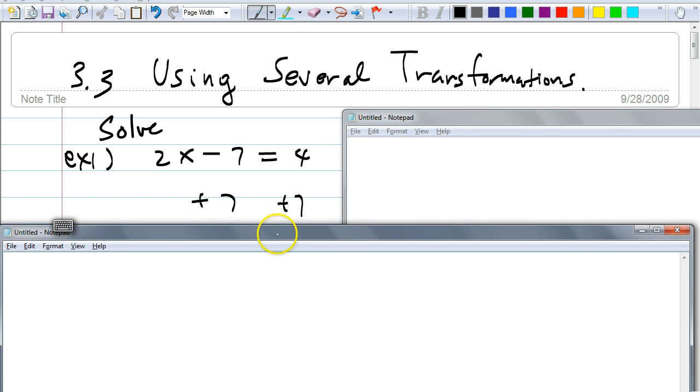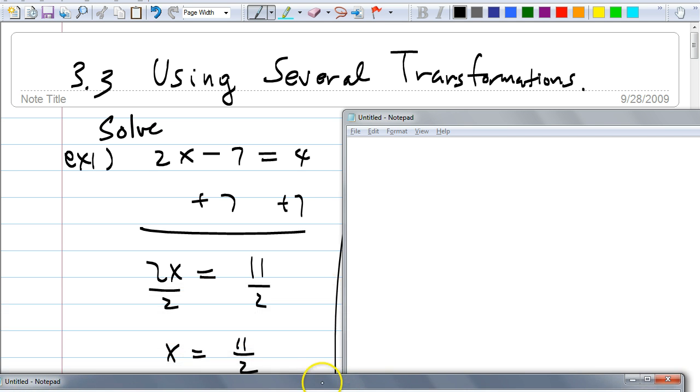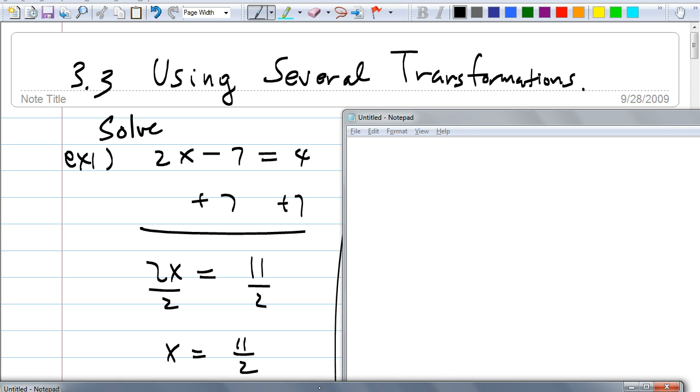So of course you're right. We're going to add 7 to both sides, and we get 2x equals 11. Now all we have to do is divide both sides by 2. 11/2 is your answer. Is that okay? Mixed fractions, you don't need to write it as a mixed number unless I ask you. We like improper fractions anyway.